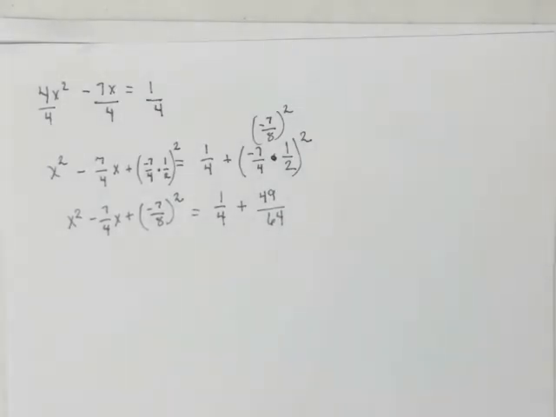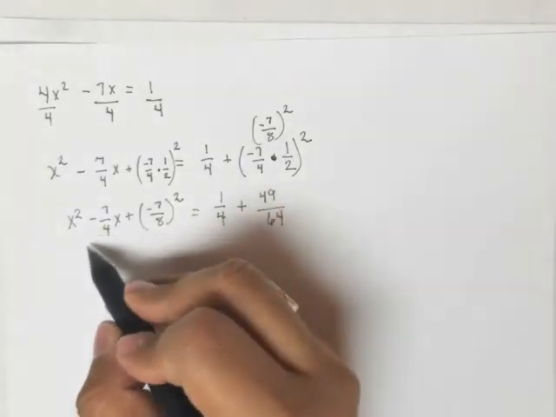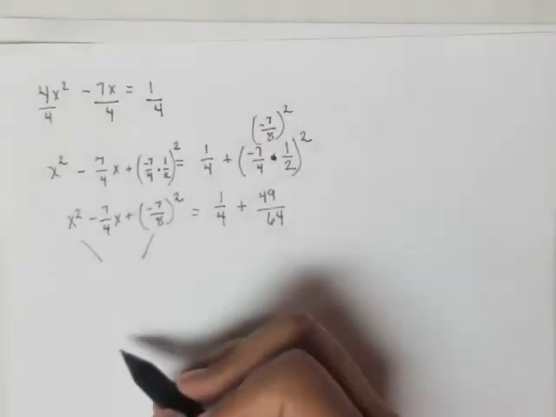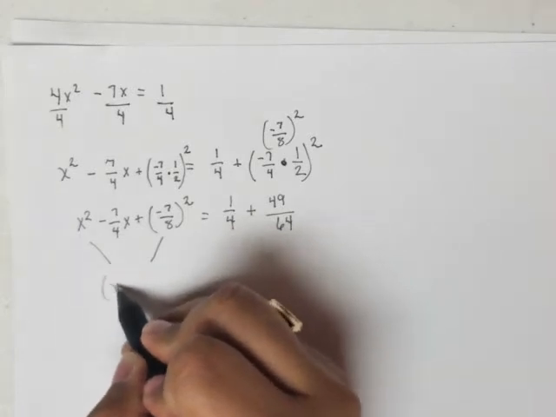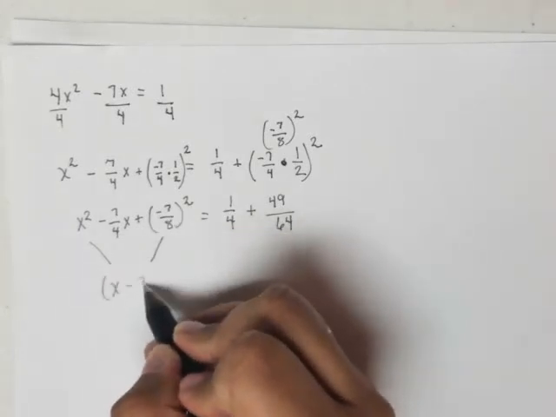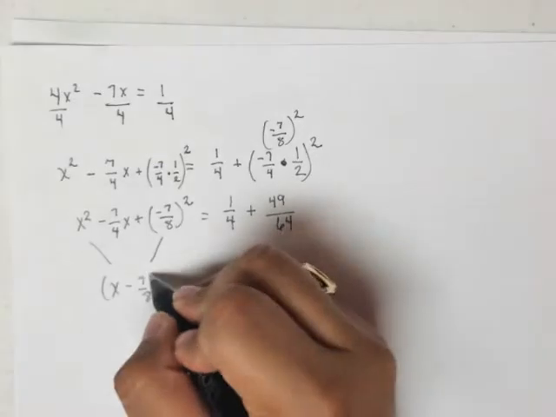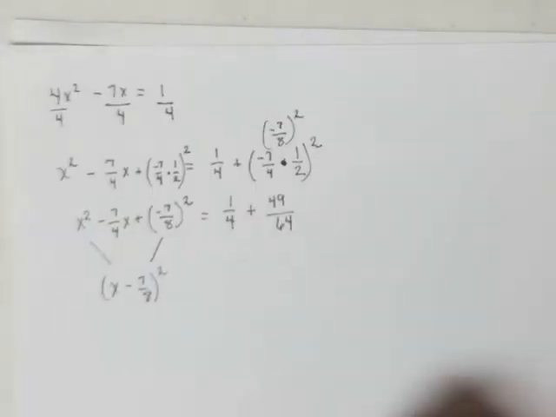Okay, so don't sweat this. We're almost done with this problem. We're going to do our trick here. All right, we've got our binomial squared right here. We've got x, and then we've got minus 7/8. And we're going to square it.